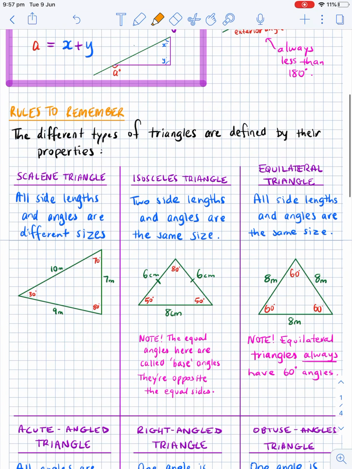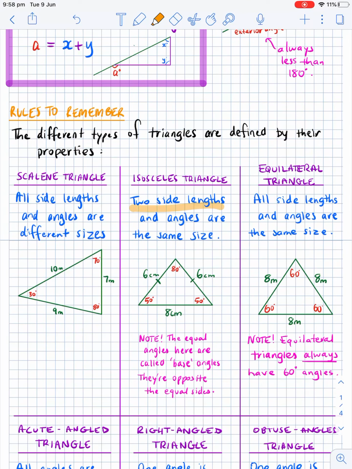Okay, so some rules to remember. The different types of triangles are defined by their properties. So we can tell whether a triangle fits into these categories based on their properties. For example, if all the side lengths and angles are of different sizes, that is going to be a scalene triangle. As you can see here, all the angles are different, all the side lengths are different. That means it's going to be a scalene triangle.